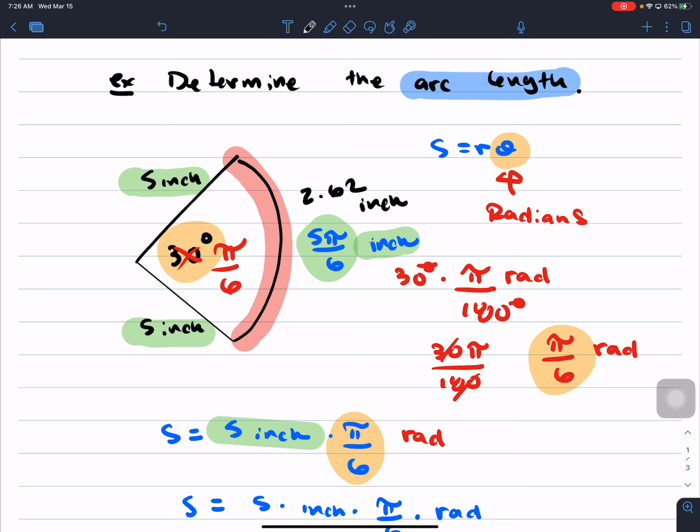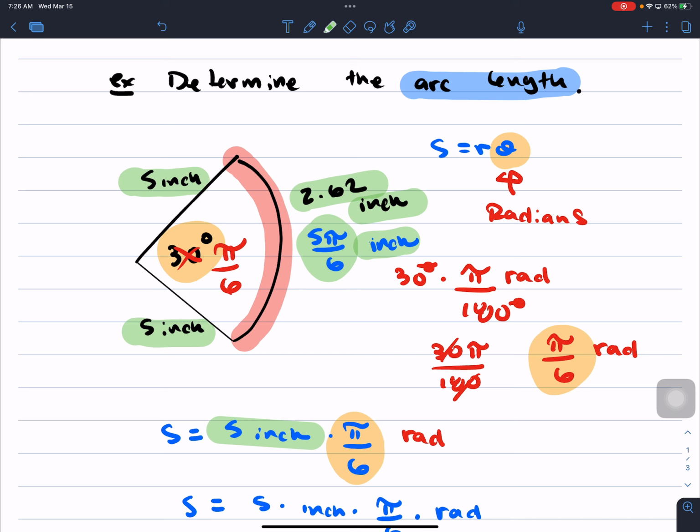Symbolically, the answer is 5 pi over 6. Numerically, the answer is 2.62 inches. Now, do we care about that? The answer is yes, we do care. Okay, you guys know this is a very, very big deal.